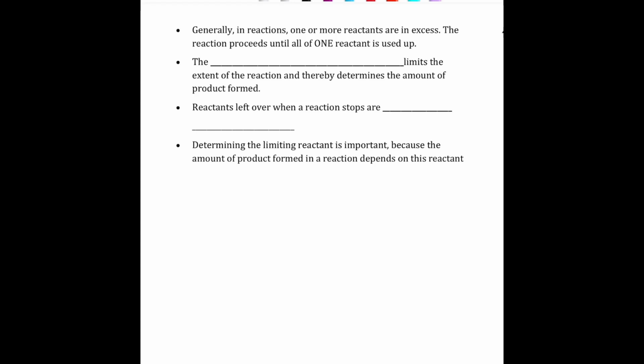For our last section in stoichiometry, we're going to learn about limiting reactants and reactants in excess. We're now going to go over the concrete way of how to do the s'mores lab that we did yesterday.